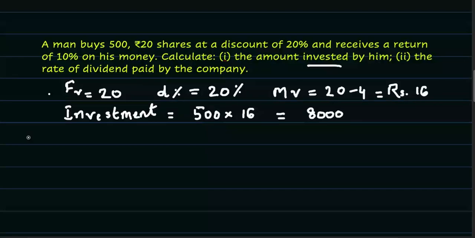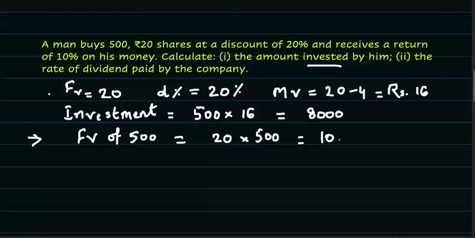Now, this is done. Next point, rate of dividend paid by the company. Rate of dividend, we don't know. So how to find the rate of dividend? Face value is equal to 20, right? Face value of the total shares, 500 shares. How much? That will be 20 into 500, which is 10,000. This is the face value of the total 500 shares he possesses. So now 10% of this 10,000. So rate of dividend is how much?